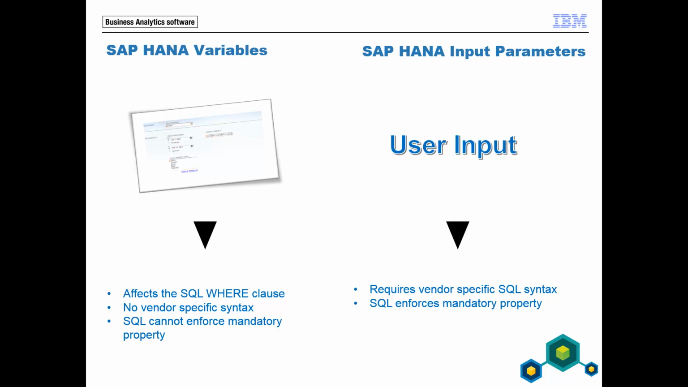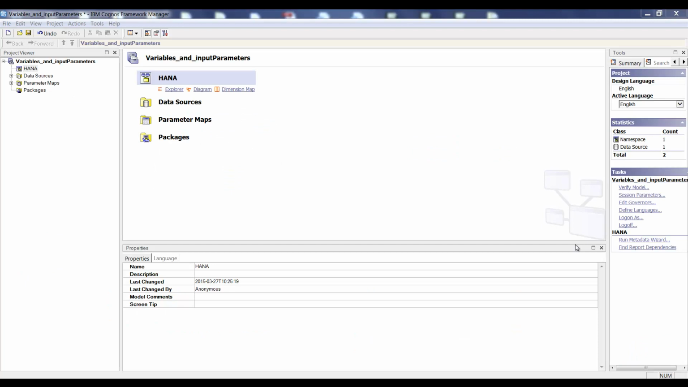So why don't we just dive in and show how we can take advantage of these two capabilities with IBM Cognos BI. Okay, so within Framework Manager, the first thing we're going to do is import two views. One view will contain an SAP HANA input parameter, and the other view will contain an SAP HANA variable.